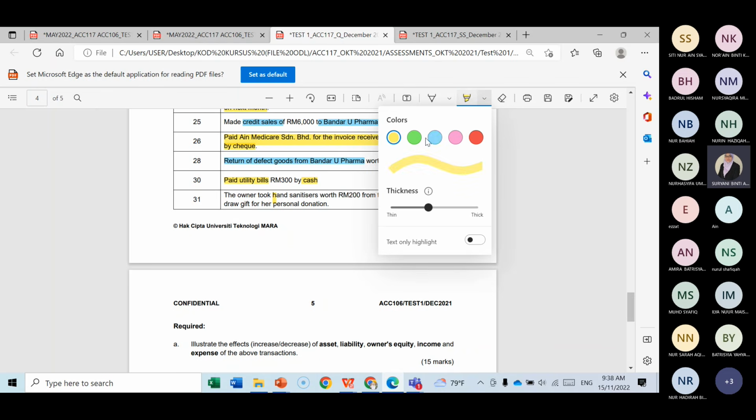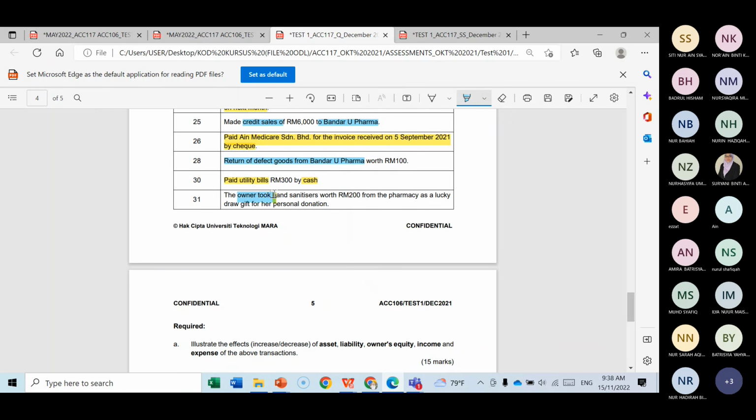The keyword here: the owner took hand sanitizers from the pharmacy as a lucky draw for her personal donation. He wants to make donation for the lucky draw gift. Instead of using his own money, he took hand sanitizers belonging to the pharmacy. So how do we record this, class?